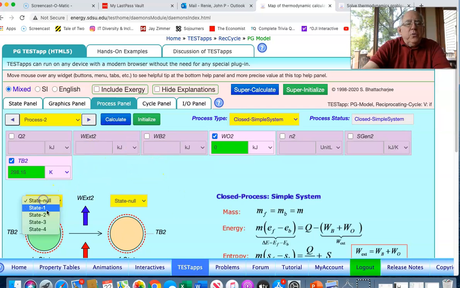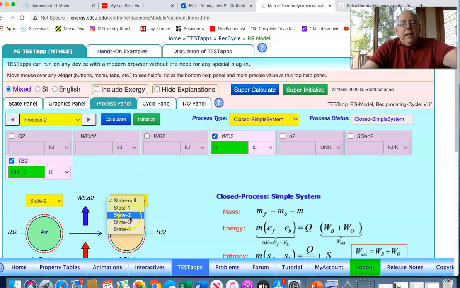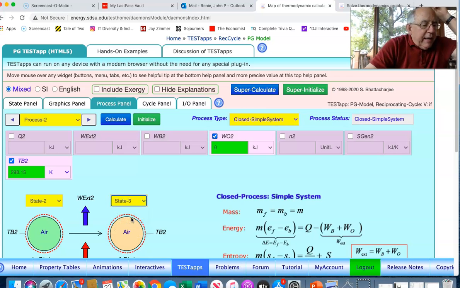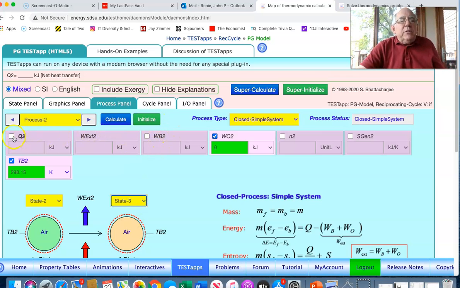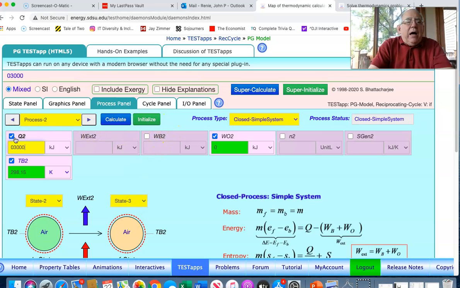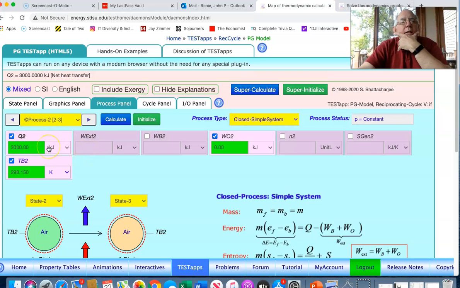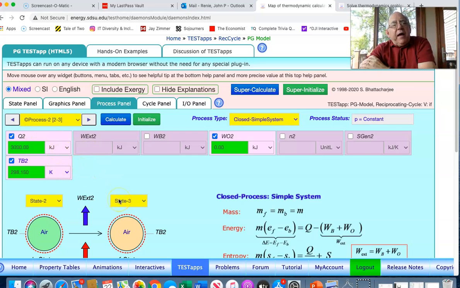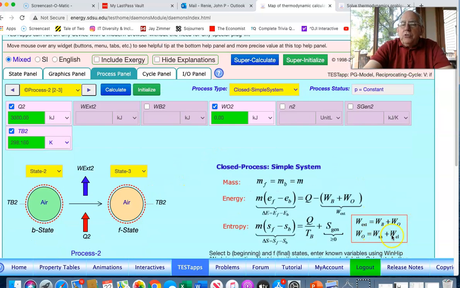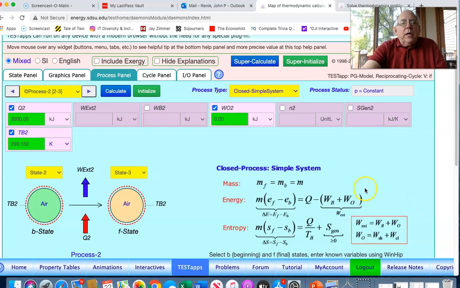Now process 2 was from 2 to 3, and this was that constant pressure heat addition, and the amount of heat that was added was 3,000 kilojoules per kilogram. And so in this particular process panel, we just put in 3,000 kilojoules because we have a system that is 1 kilogram in size.